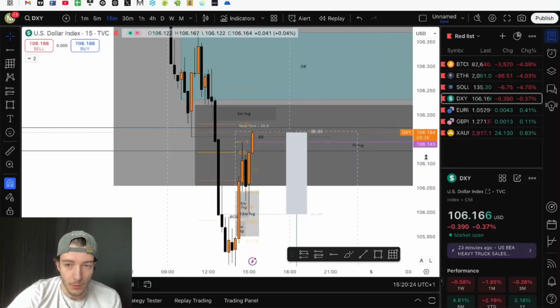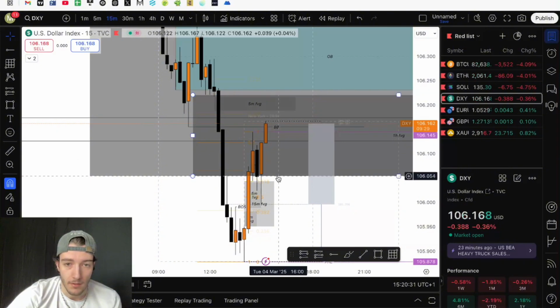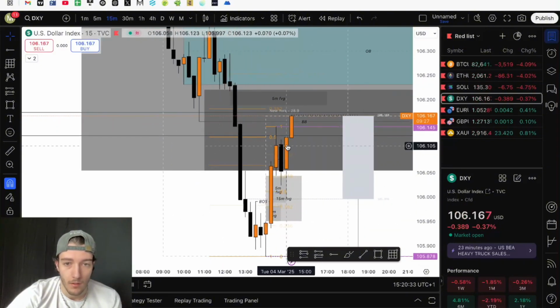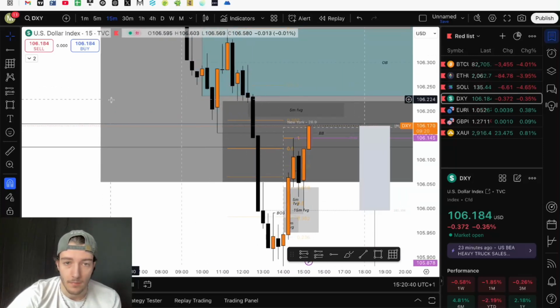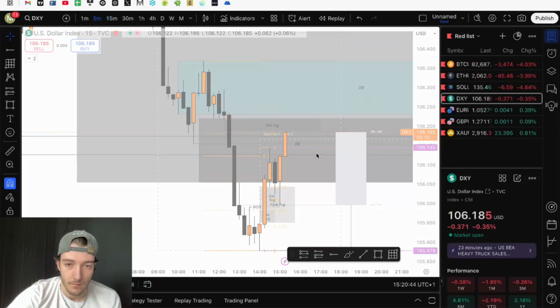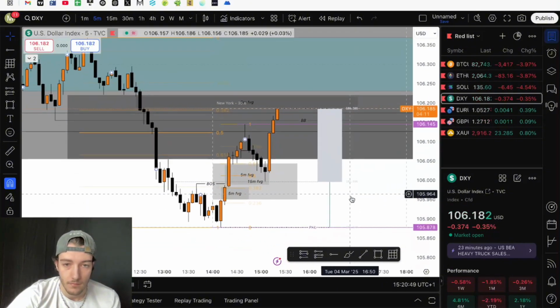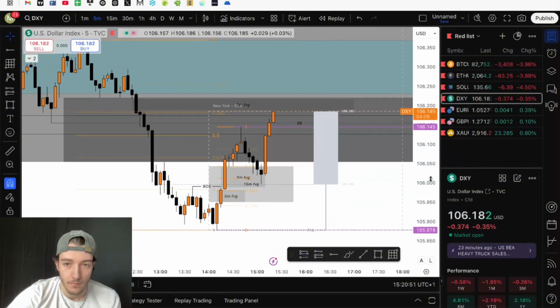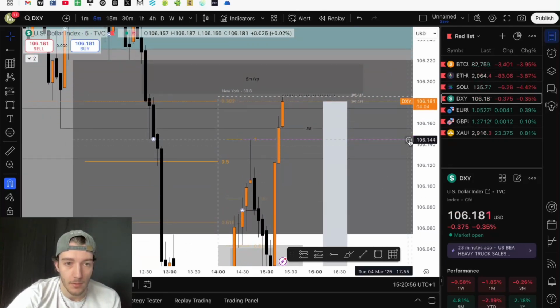In this 15-minute candle, we still have 9 minutes, so ideally, in this upcoming 9 minutes, it taps into this 5-minute and moves lower. If the 15-minute candle closes below this 1-hour high, I'm in. Come on, a quick tap into this 5-minute, please.